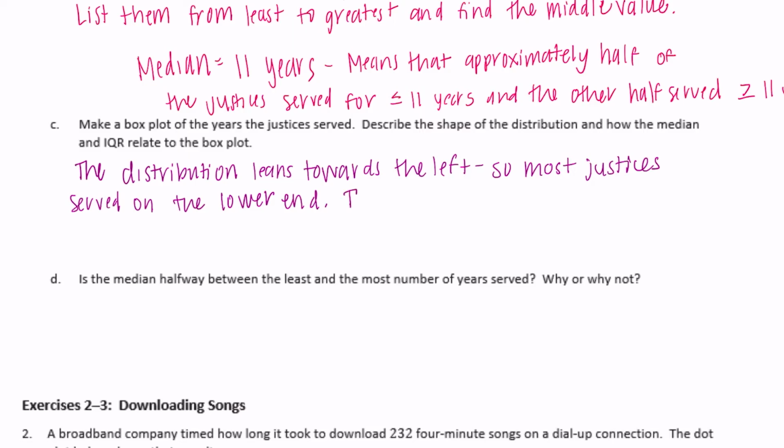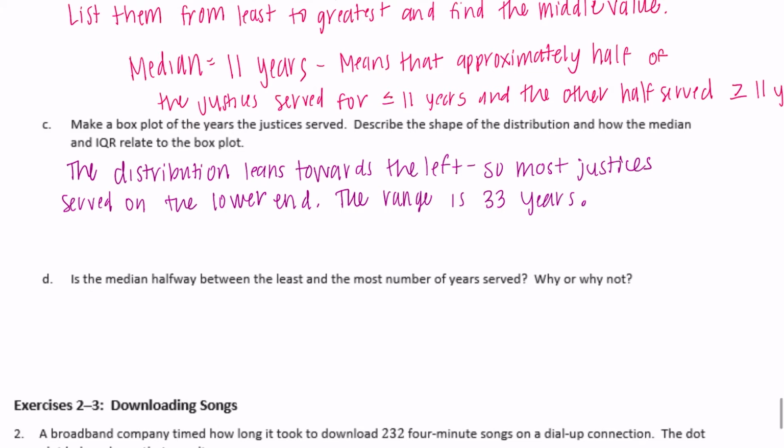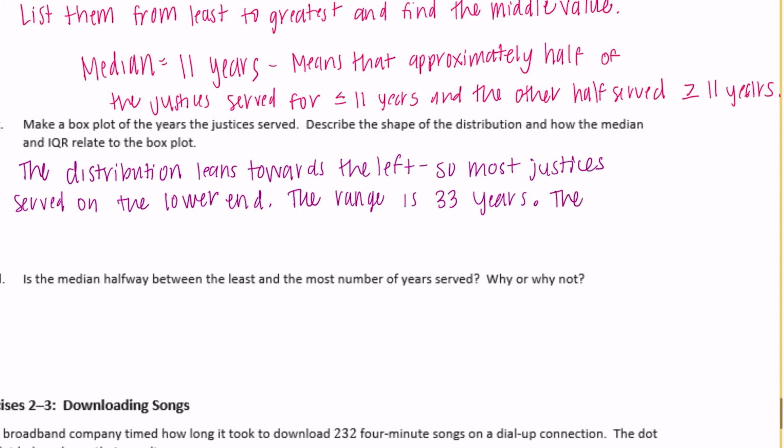The range is 33 years. The minimum was 1, the maximum was 34, so the range is 33 years. The IQR, which was 18 minus 6.5, is equal to 11.5.